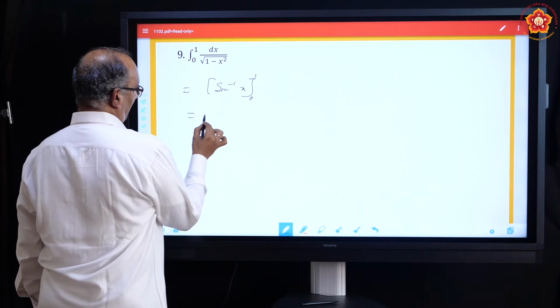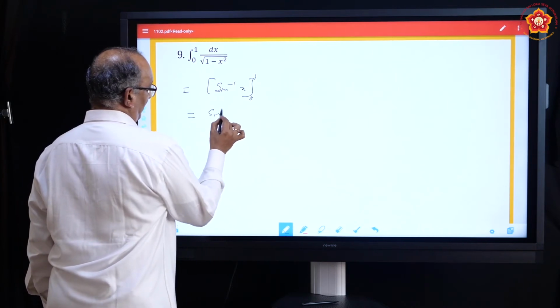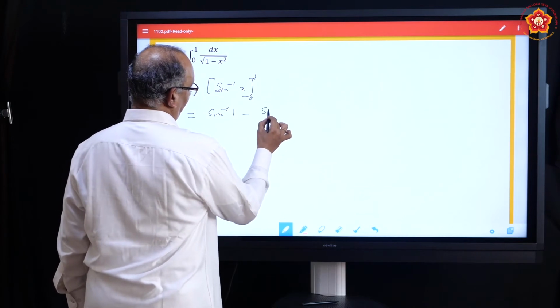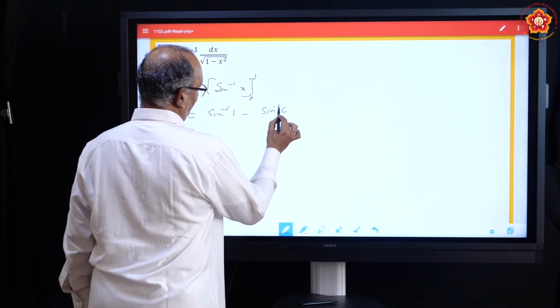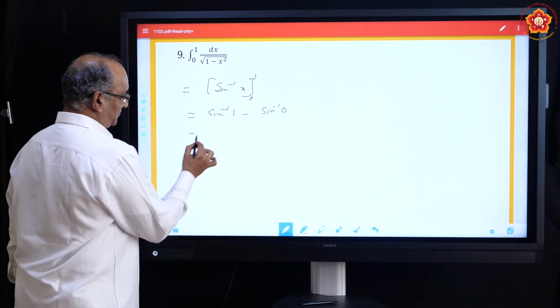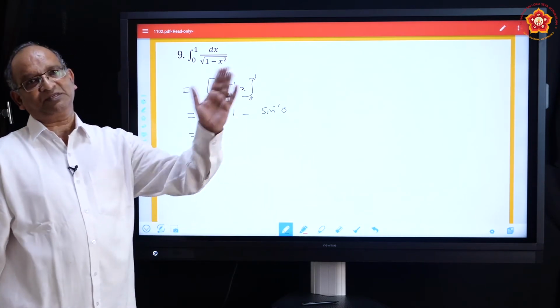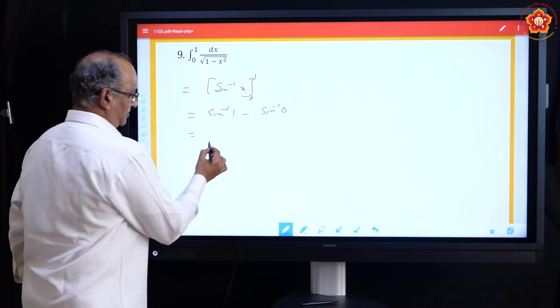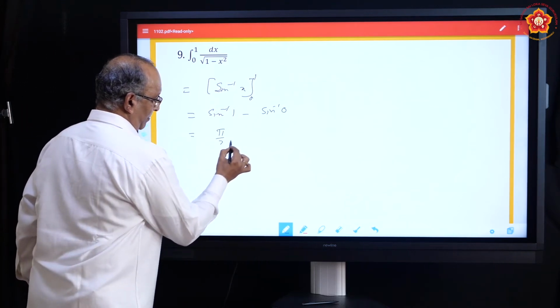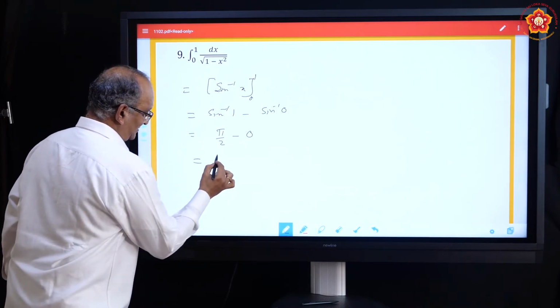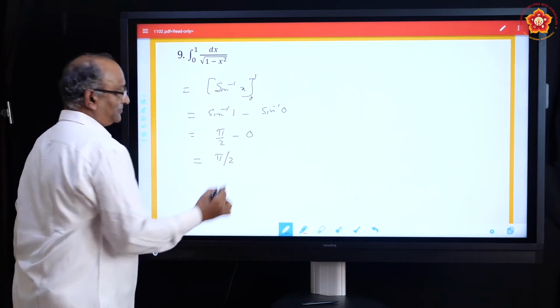Substitute sin inverse 1 minus sin inverse 0. What is sin inverse 1? We know that sin 90 is 1. So sin inverse 1 is nothing but pi by 2 minus this is 0. So the answer is pi by 2.